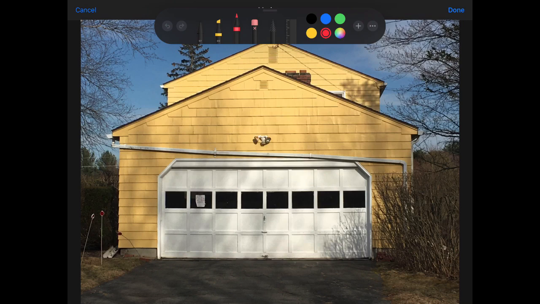There's a house in my neighborhood with a weird gutter. So I decided I wanted to figure out what the slope of that gutter was. So here's a picture of the house.